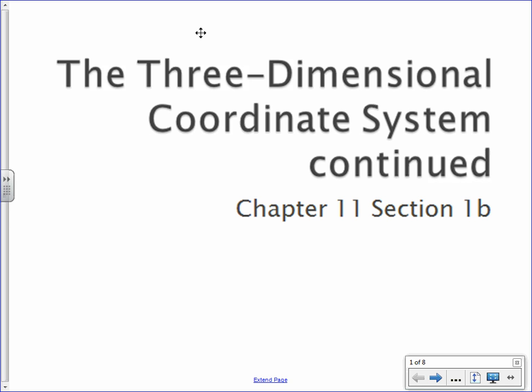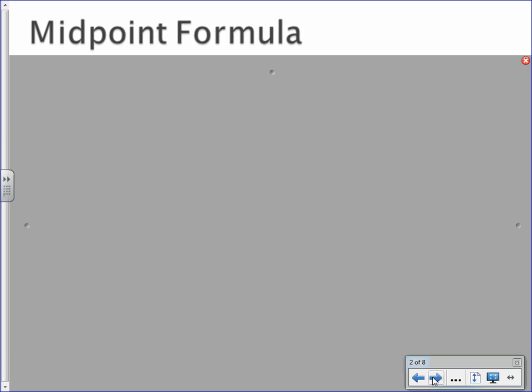So the first thing we're going to talk about is finding the midpoint. Yesterday we talked about distance. Distance and midpoint kind of get grouped together when you're talking about geometry. So does anybody remember if we have two xy coordinates, how do we find the midpoint? X plus X over 2, comma Y plus Y over 2. Okay, we have to find the average of the x's, the average of the y's.